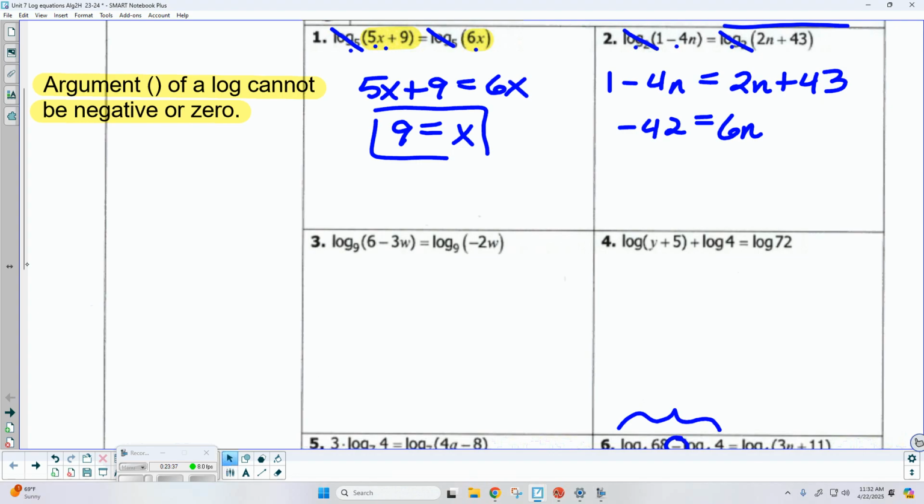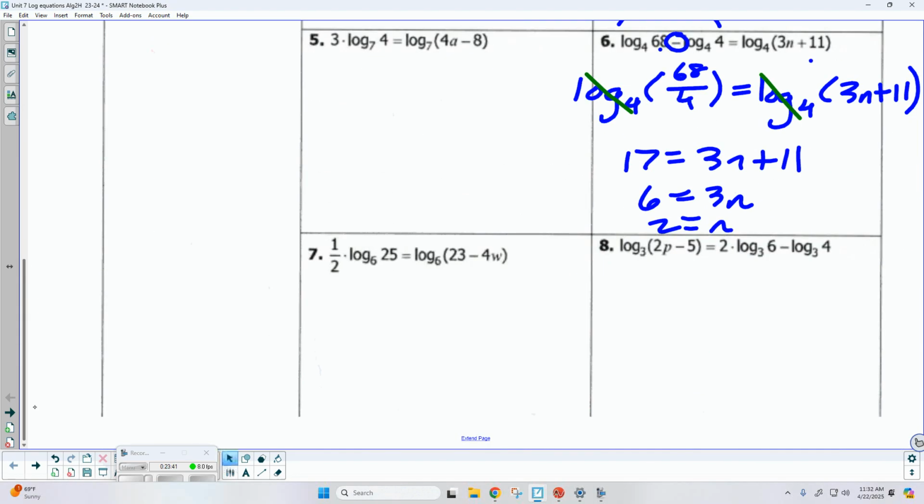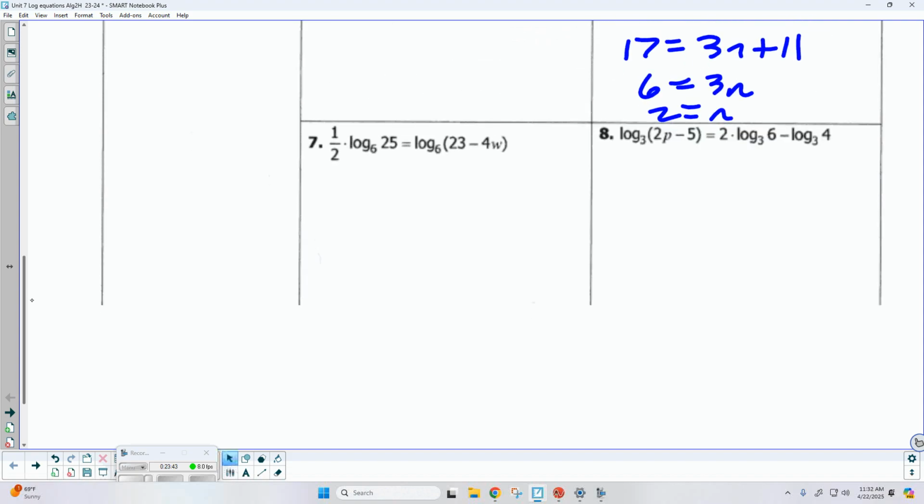Okay. So it looks like this past Thursday, we stopped at number 6. So we'll skip around a little bit. I'll let you choose, 7 or 8. Let's do 7. So 1/2 log base 6 of 25 equals log base 6 of 23 minus 4w.